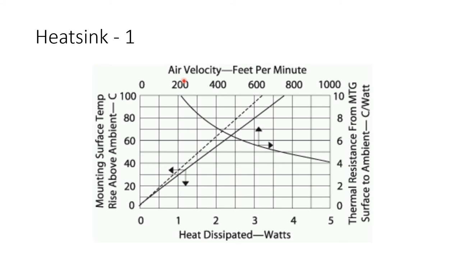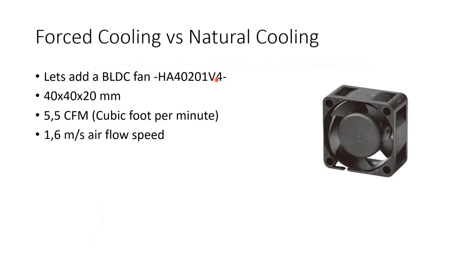As I said before, thermal resistance is not a constant value. It depends upon a lot of parameters, and air velocity is one of them. In order to observe the effect of the air velocity, I have chosen a fan, a BLDC fan, which can be seen on the right hand side.